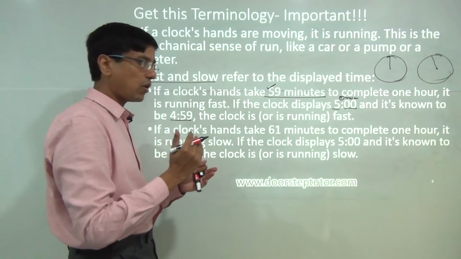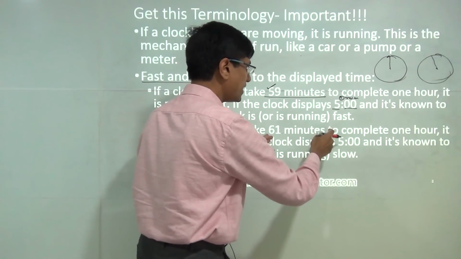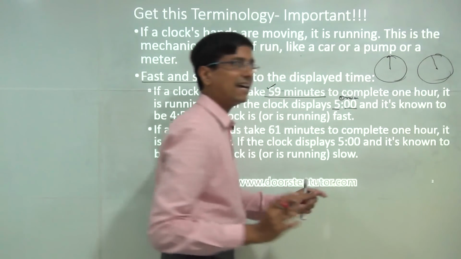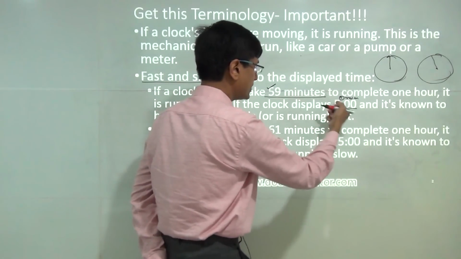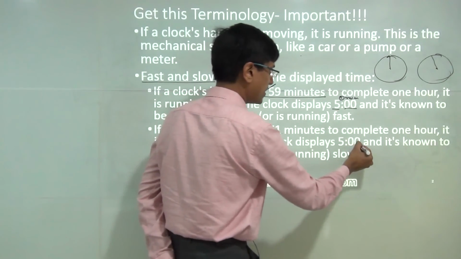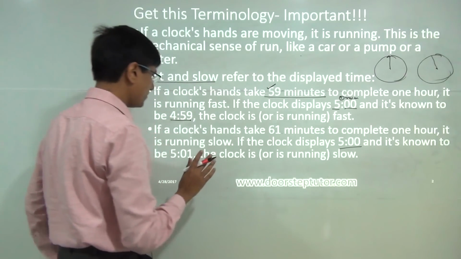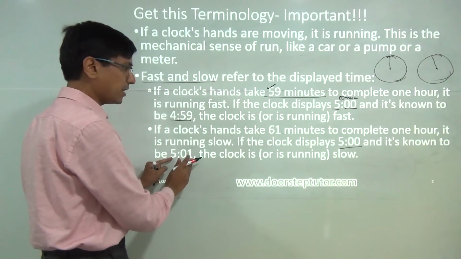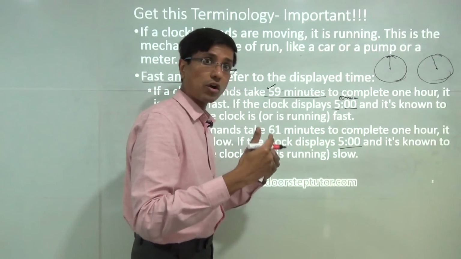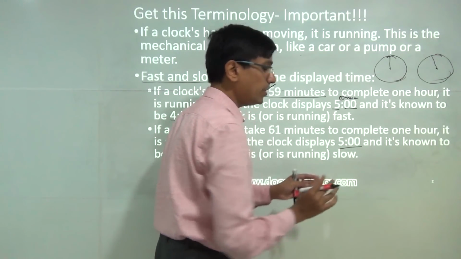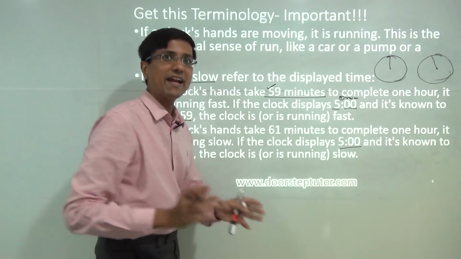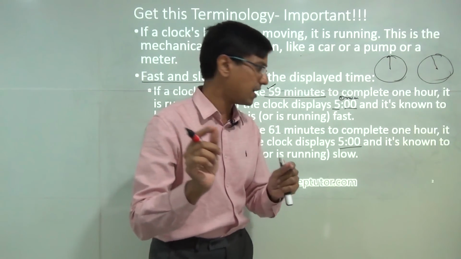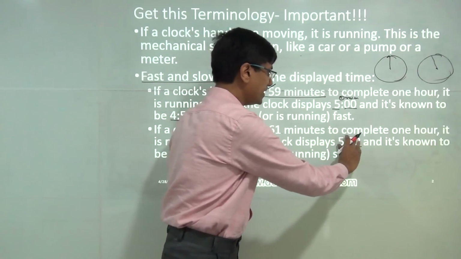Similarly, a slower clock would take a longer time to cover an angle equivalent to 1 hour. If we extend our example, and it is known that the current time in an accurate clock is 5:01 and our incorrect clock, our slow clock, is showing only 5 o'clock, we know that this slow clock has lost a minute over the accurate clock.